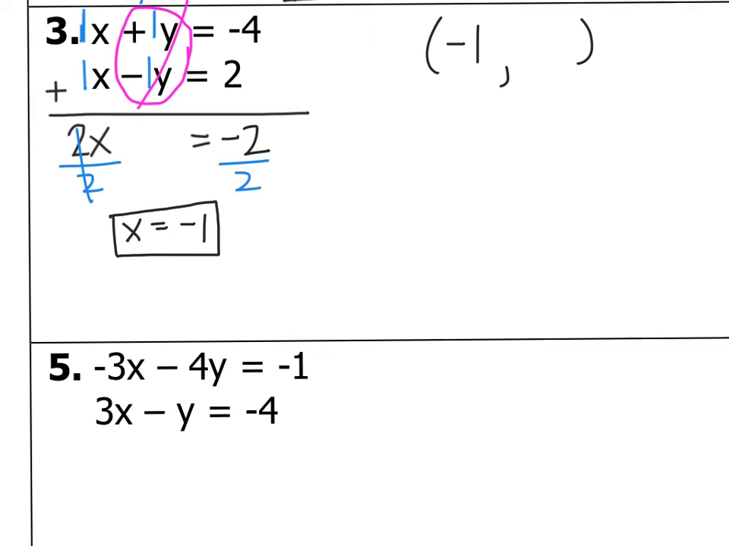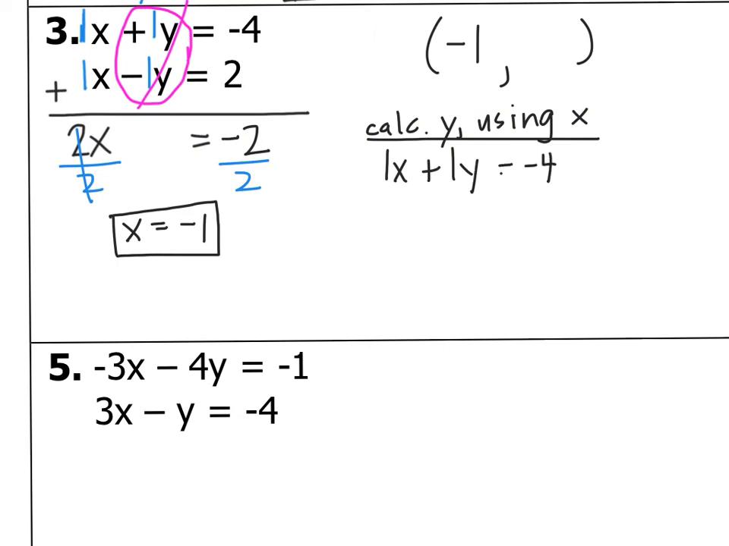Now I get to choose between the first equation and the second to go back and calculate y. I'm going to abbreviate this word now. Calculate y using x. So I'm going to take the first equation because there's a plus sign in there on the left-hand side rather than a minus. I'm just going to rewrite 1x plus 1y equals -4. And I'm going to put parentheses around the x. That is the part that I know. So I will, in the next line, be taking the x out of the equation and replacing it with a -1. Here we go.